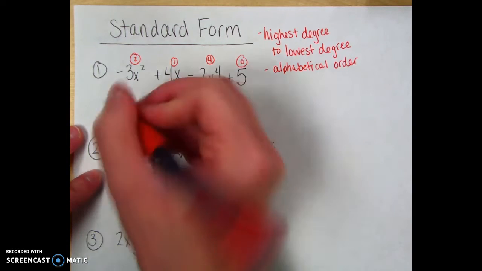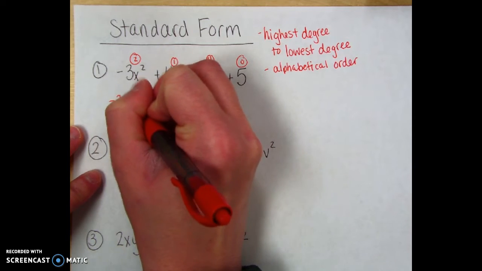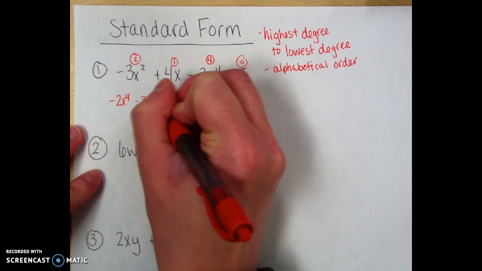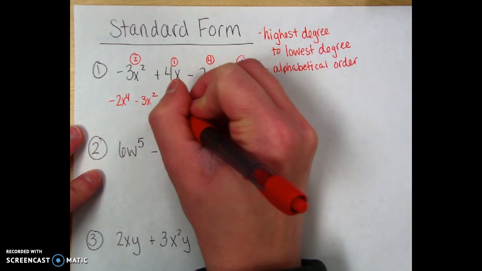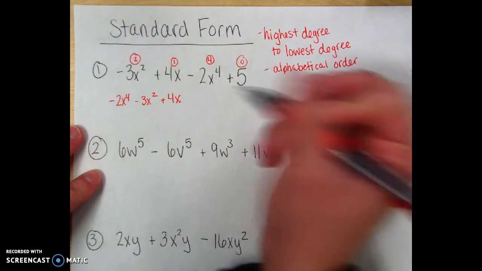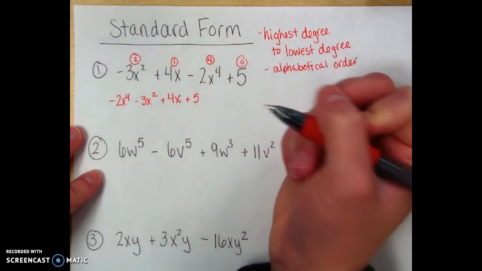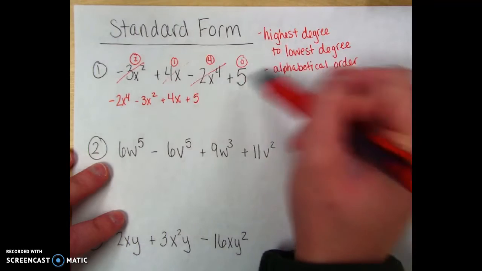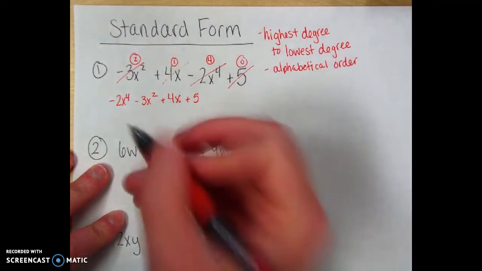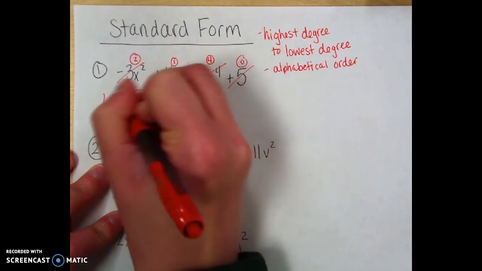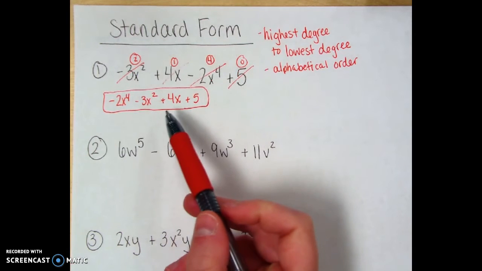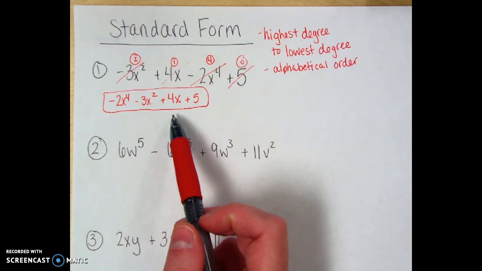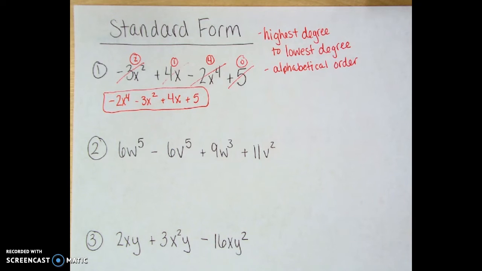So then I'm going to do negative 2x to the 4th minus 3x squared plus 4x plus 5. And sometimes I'll cross these off as I go, just so I don't forget to do one of the terms. But there's my answer. So when you do today's assignment, I expect to see most of your answers will be like this with the same variable. I expect your answers to look like that.